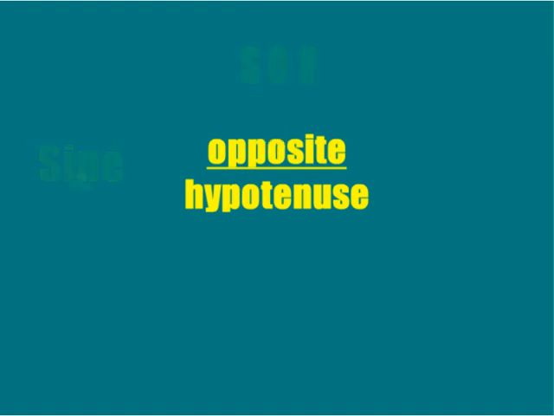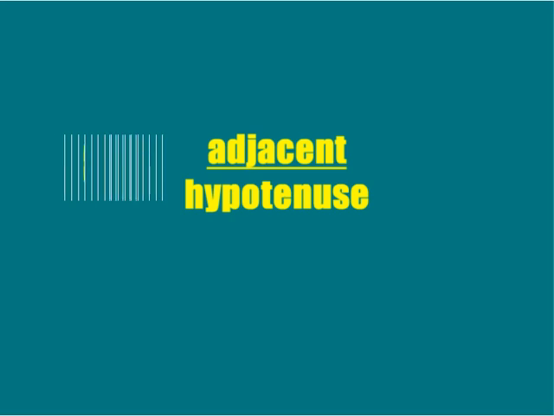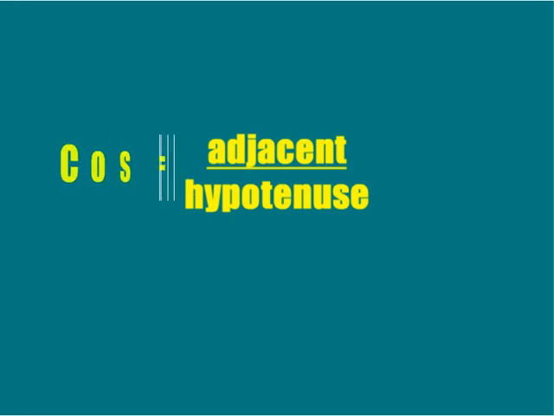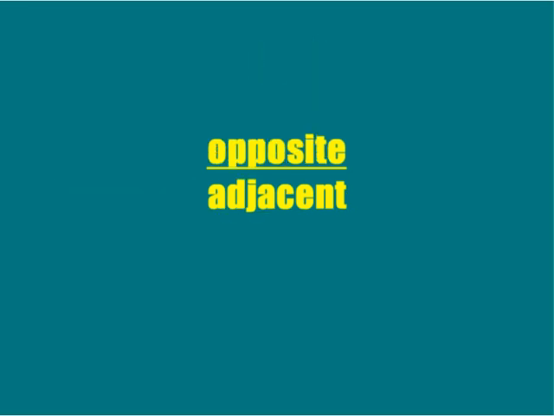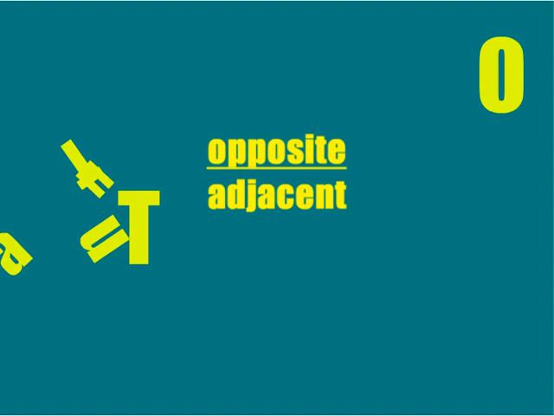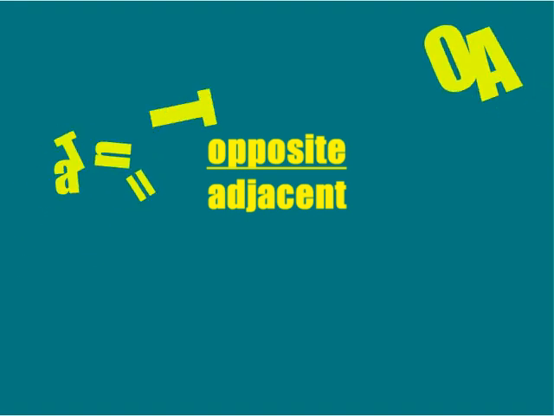The cosine of an angle is determined by dividing the side adjacent to that angle by the hypotenuse of the triangle, thus giving you CAH. The tangent is found by dividing the side opposite the angle by the side adjacent to the angle, thus giving you the TOA. SOHCAHTOA. Sine is opposite over hypotenuse, cosine is adjacent over hypotenuse, and the tangent is opposite over adjacent.